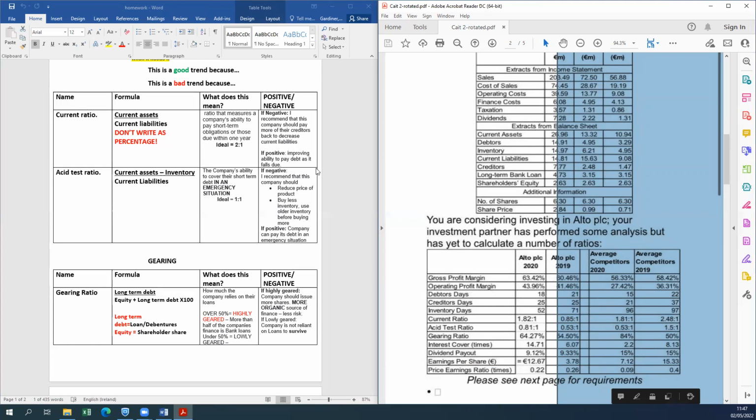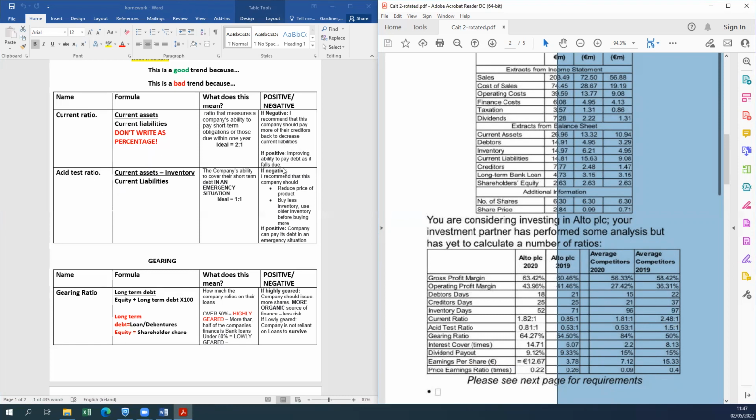You want to be beating your competitors. So you could say that, and then if it's positive, just say something as short as improving ability to pay debt as it falls due. Brilliant. Acid test. Now this one's way better.